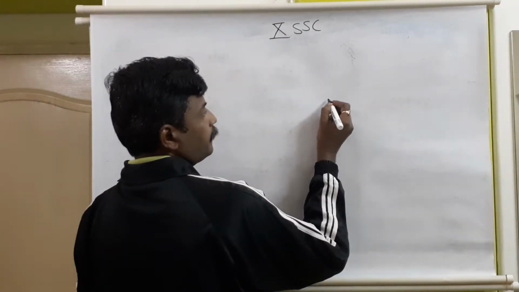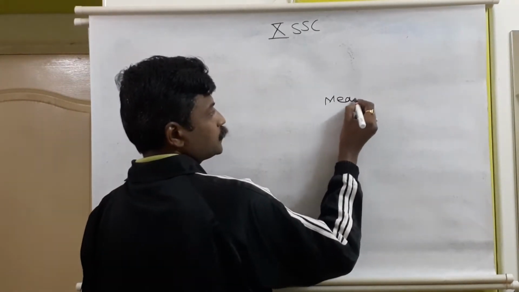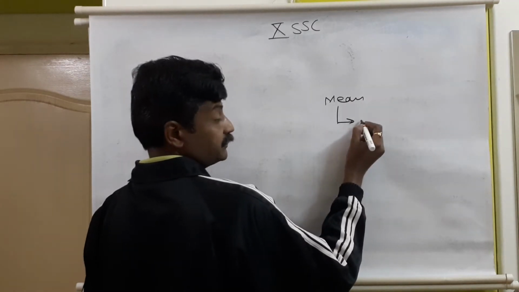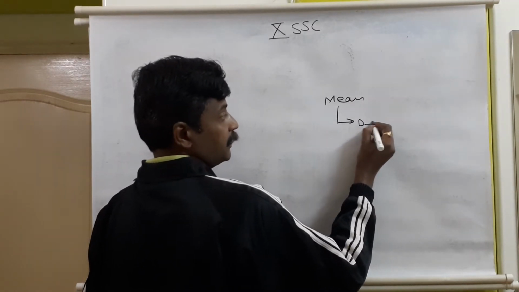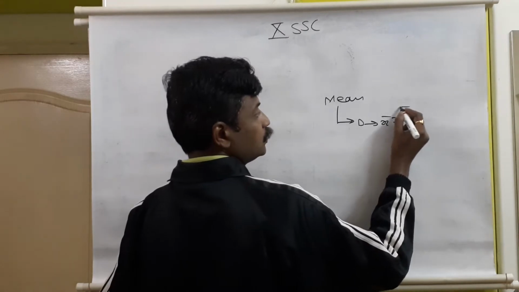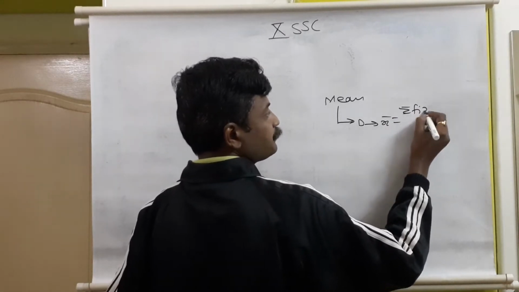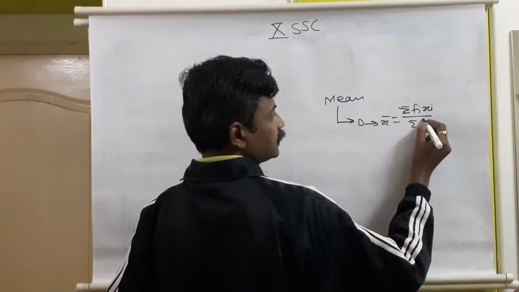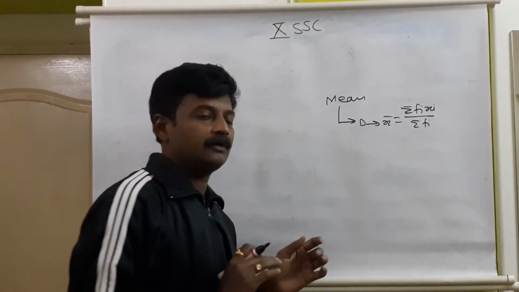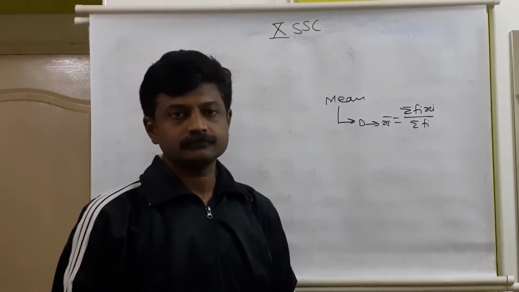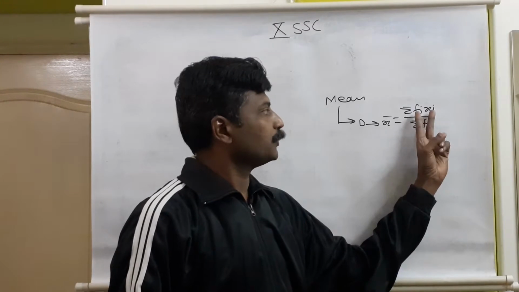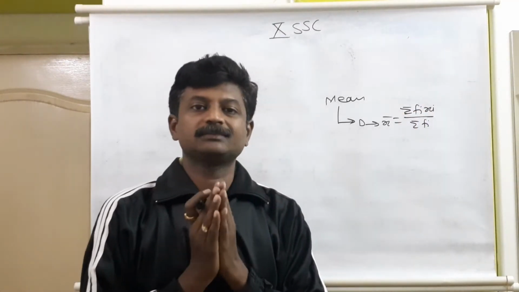First we have seen how to find the mean. To find the mean there are three methods. First is the direct method. By the direct method, x bar is equal to summation of fi xi upon summation of fi. The denominator is the sum of the frequency column, and the numerator is the product of the frequency column and the class mark.